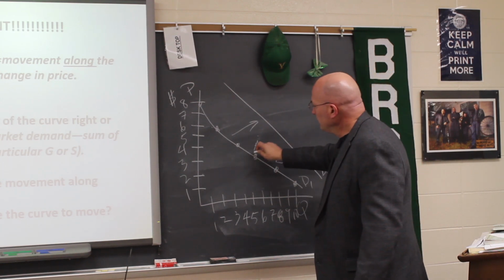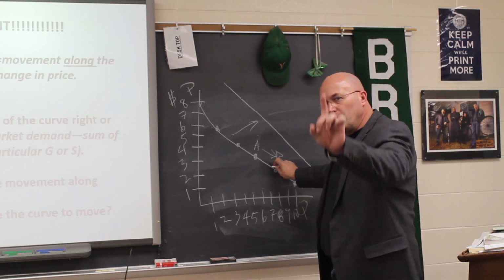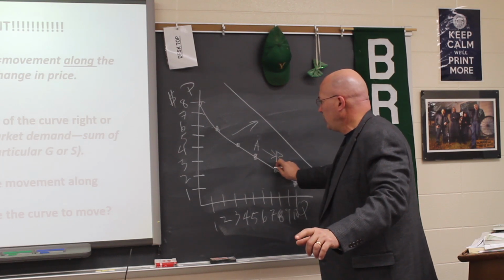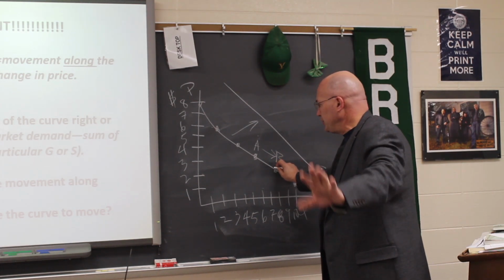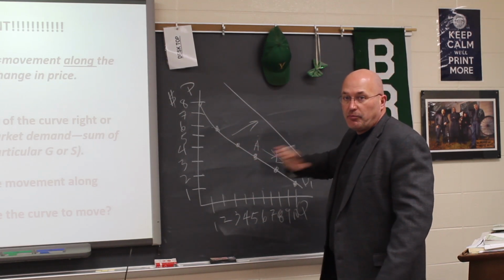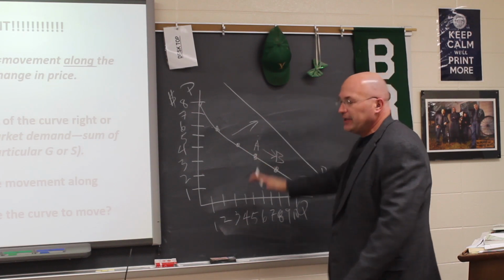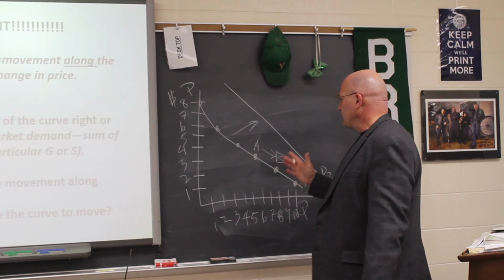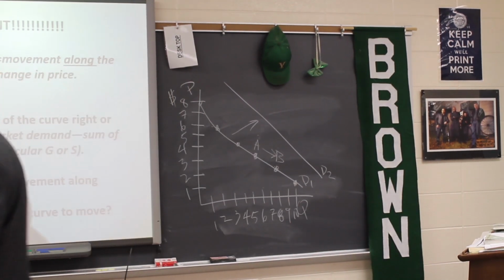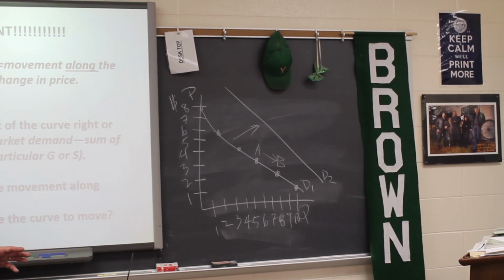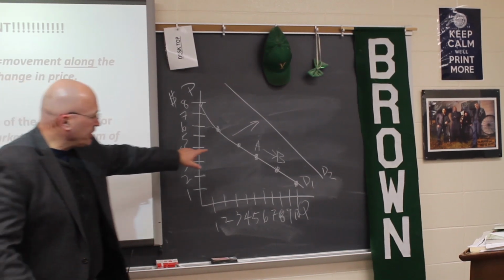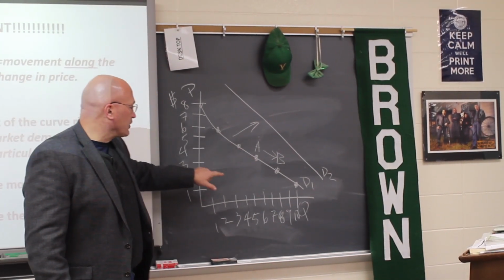Now, what's going to cause movement along this curve? There's only one thing that causes movement along the curve, and that is a change in price. This is only predicated on change of price. When we talk about movement of the entire curve, we will see that there are several factors that will affect that. Substitutes, income, lots of other things like that. But for our purposes, the only thing that's going to cause movement along the curve is a change in price.